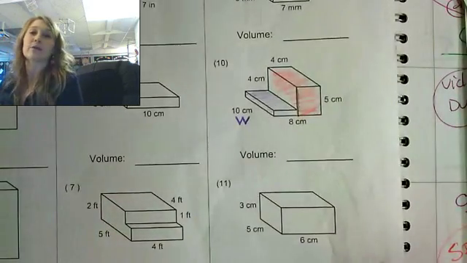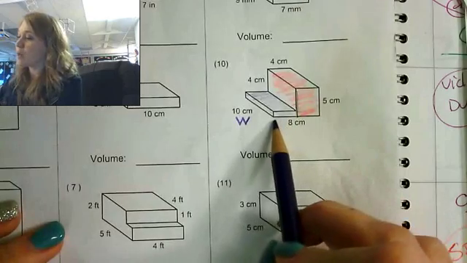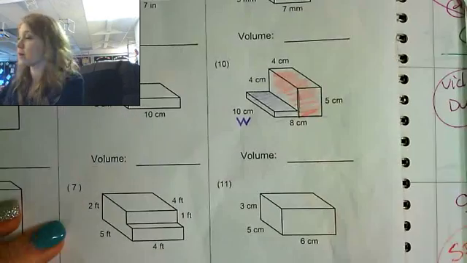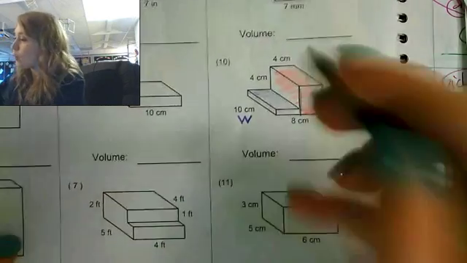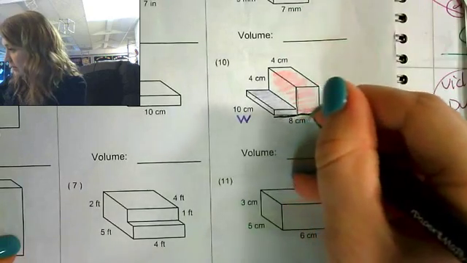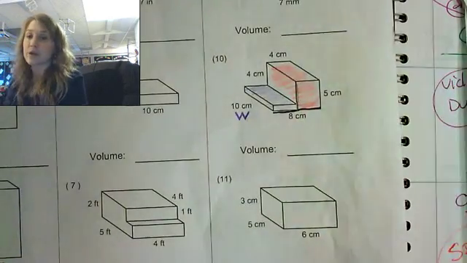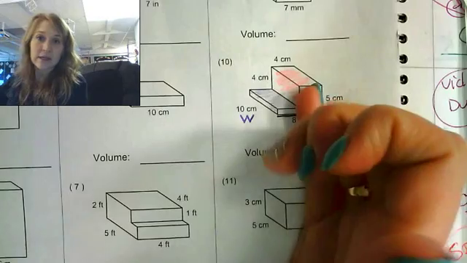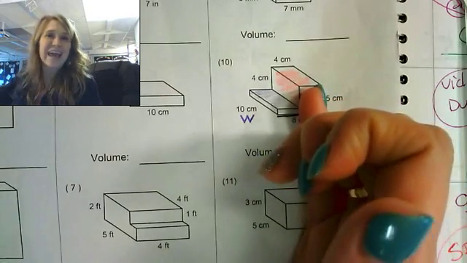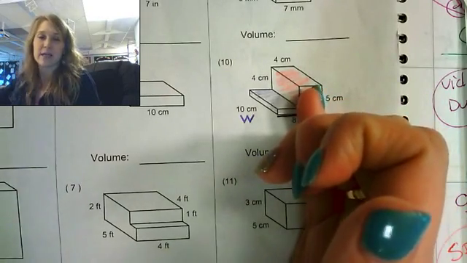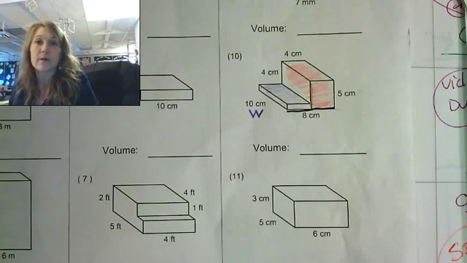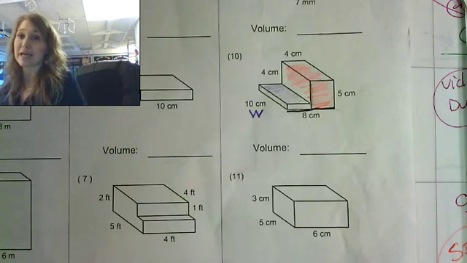Now let's look at the length. My length, well, this whole entire length here is 8 centimeters, this whole side right here. But my purple figure only goes to about here. So it's not 8. My length can't be 8. So how do I figure out what it is? I have to use those parallel lines.